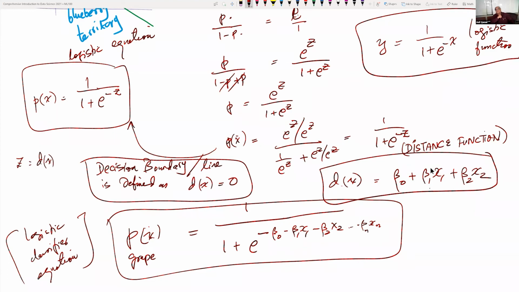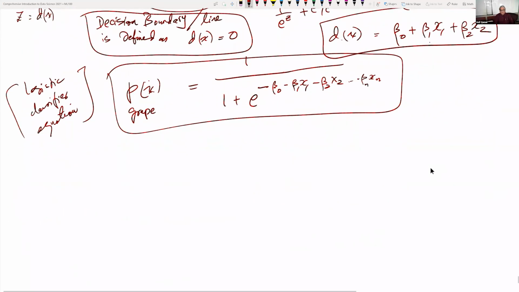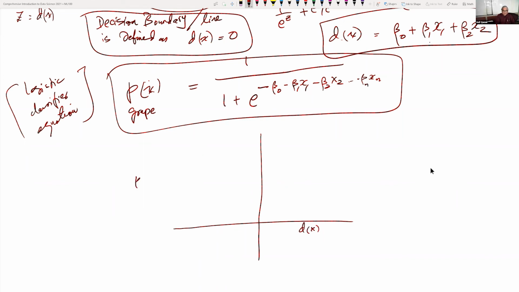So this is it. Probability, this. So what does this look like? What it looks like is, if you look at the distance function, d of x, and you look at p of x, the p of x being this, you see an interesting behavior. Probability goes obviously from 0 to, what is the upper bound of probability? 1, right? So this is 1, this is 0.